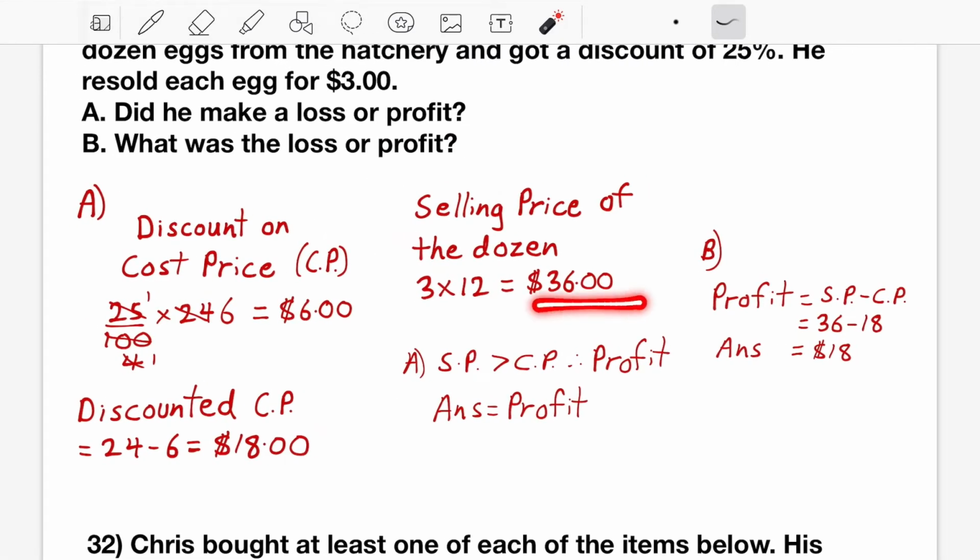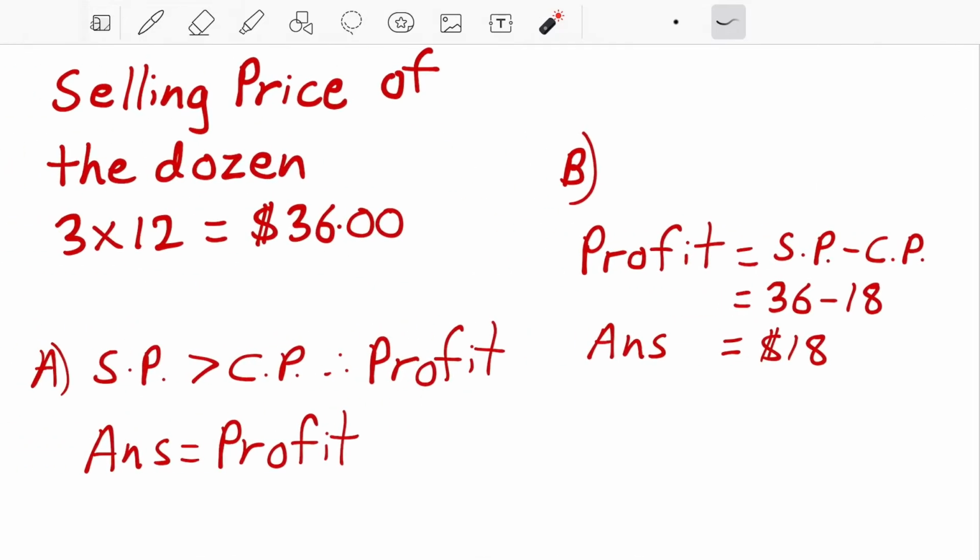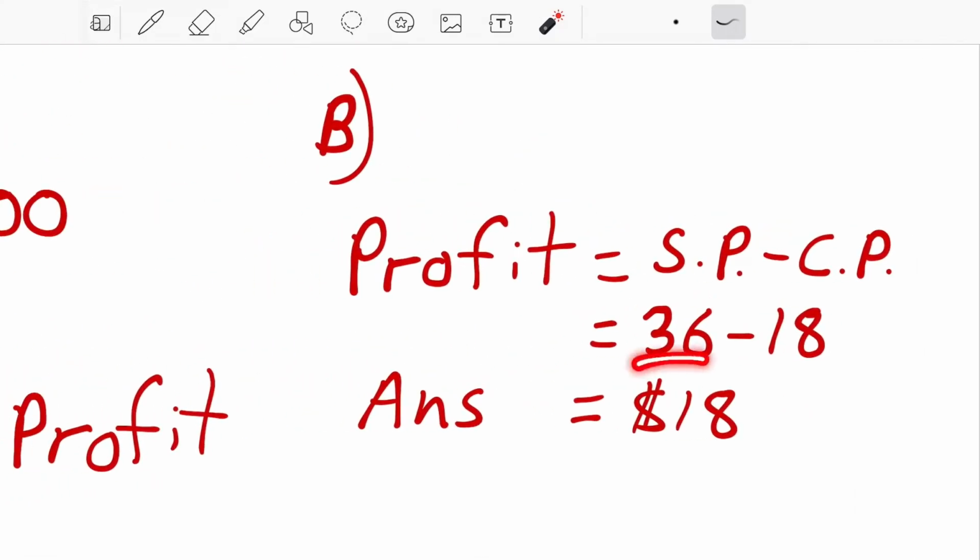So he's selling them for more than he paid for them. So since the selling price is higher than the cost price, a profit was made. So how much profit exactly? Selling price take away cost price will give you profit.